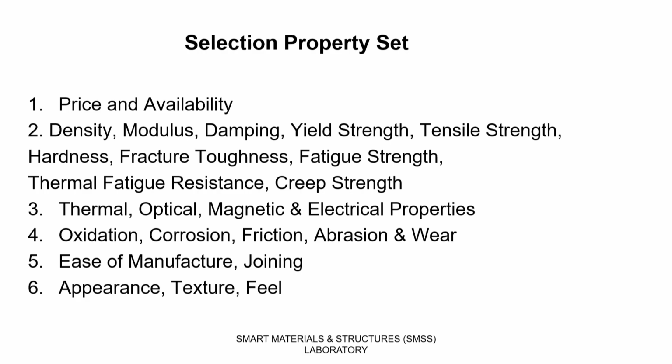And then thirdly, we talked about some other non-mechanical properties like thermal, optical, magnetic and electrical properties, which also we have to know before we select a material for a product design. And then every product is going to interact with the environment for which it is designed. So, which means there are chances of oxidation, corrosion, friction, abrasion and wear. So, we have to choose materials such that these interactions with nature, or this kind of abrasive force that works on a product because of the natural forces, can be minimized.